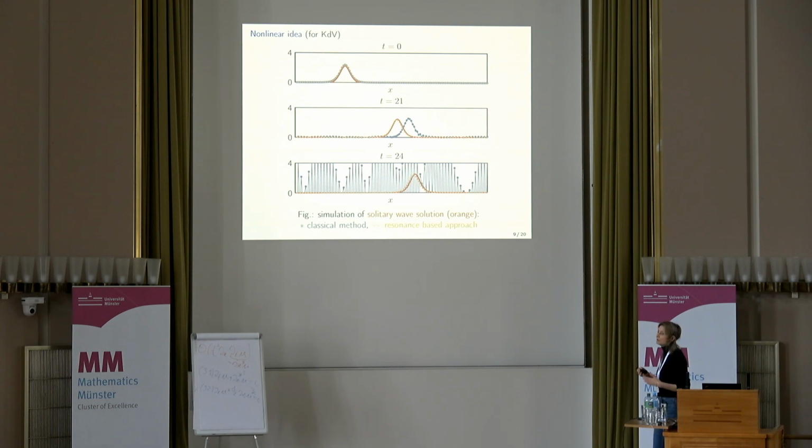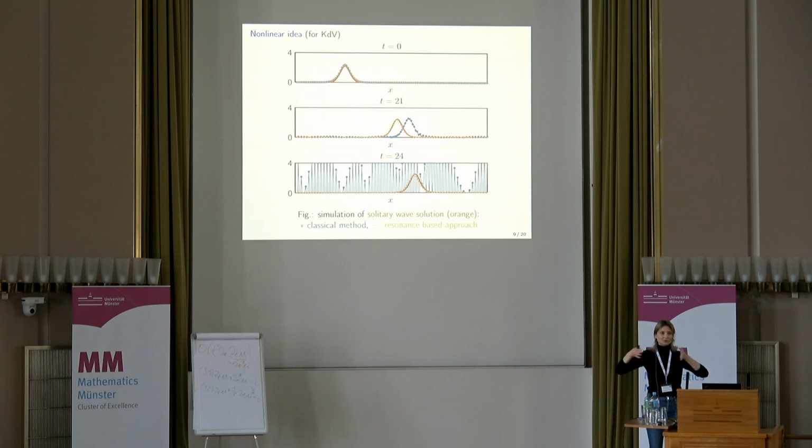What we know for KdV equations is that we have soliton solutions. For soliton solutions, we know the exact solution. We have a certain shape of the soliton solution, and so we can easily test how far our numerical scheme works. So a soliton solution has a certain shape, and as time evolves, the shape stays the same.